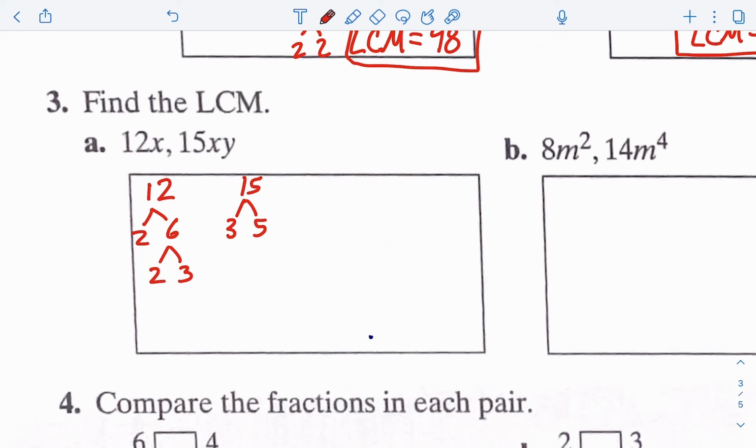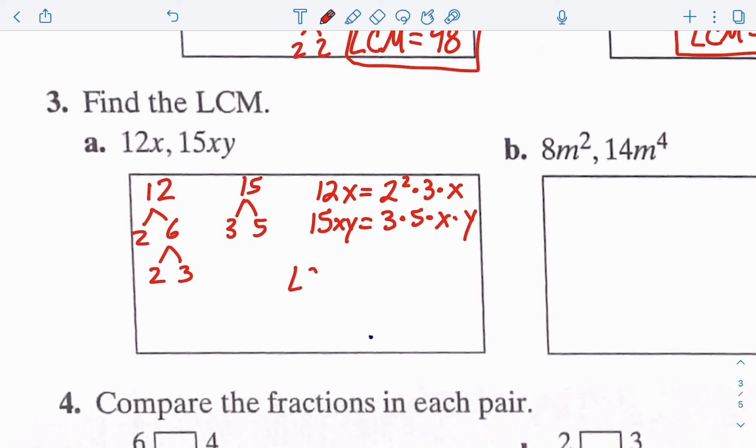So when you write out your list, you want to make sure you say 12x equals 2 to the second times 3 times x, because that helps you. If you write it here with your variable just like it is there, it helps you remember to put your variable in your list. 15xy is going to be 3 times 5 times x times y. And then we're going to bring down one of every type, and we're going to bring down the one that has the highest exponent.